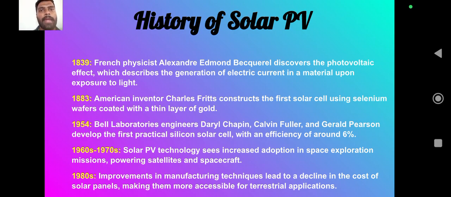Okay, and in 1883, American inventor Charles Fritts constructed the first ever solar cells using selenium coated with a thin layer of gold. Okay, in 1954, the Bell Laboratories engineers Daryl Chapin, Calvin Fuller and Gerald Pearson developed the first practical silicon solar cell, which had an efficiency of around 6%. Okay, and that was great.